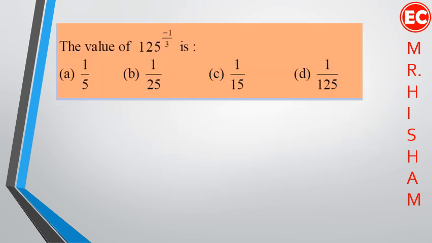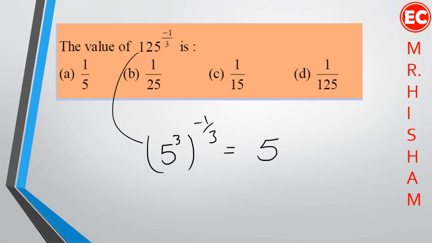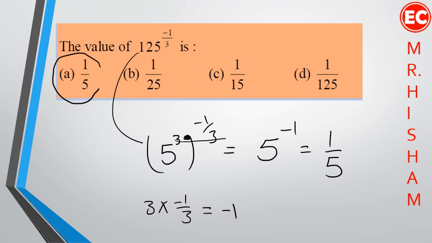125 power negative 1 over 3. 125 can be written as 5 power 3, all power negative 1 over 3, which is 5 power negative 1, which is 1 over 5. Notice that power to the power I make multiplication, and 3 multiply negative 1 over 3 is negative 1. So the right answer is A.